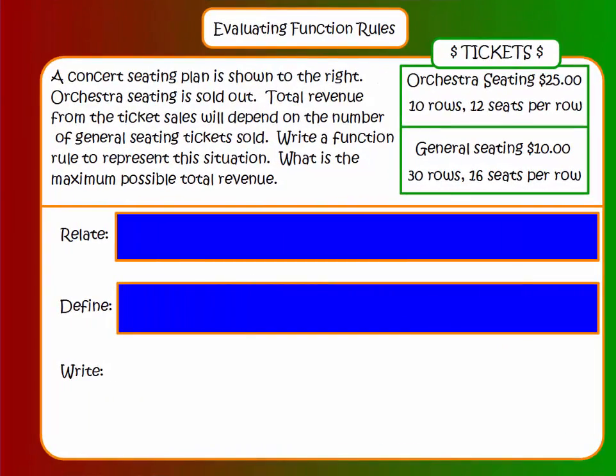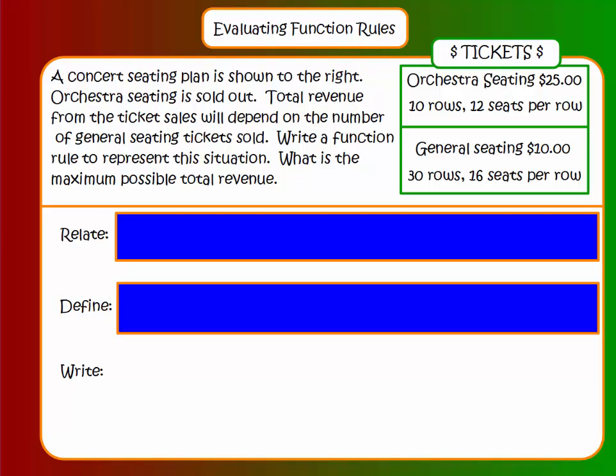All right, so let's evaluate a function rule. First, we're going to have to come up with the rule, and then we're going to actually evaluate it. Remember, evaluating kind of means solve. So we're going to solve for some sort of variable. We're going to plug stuff in and try to figure out some real-world scenario here.